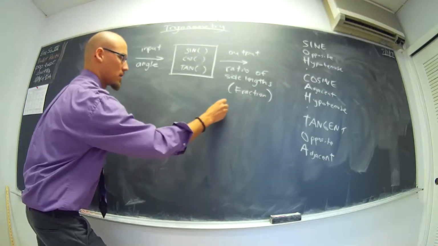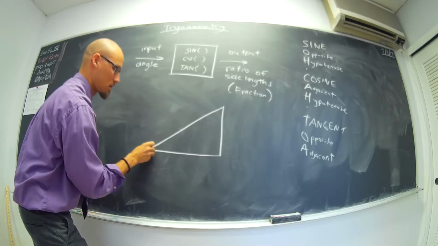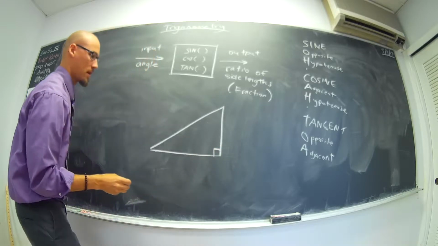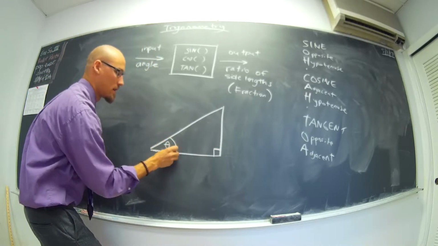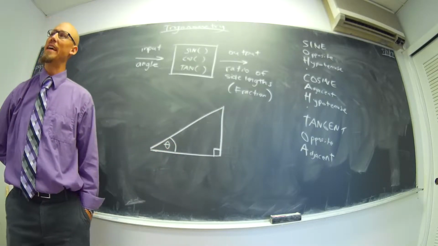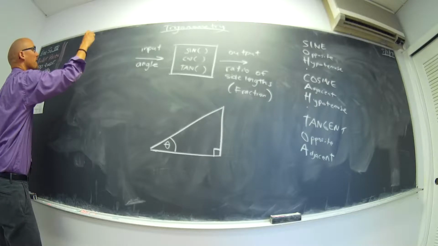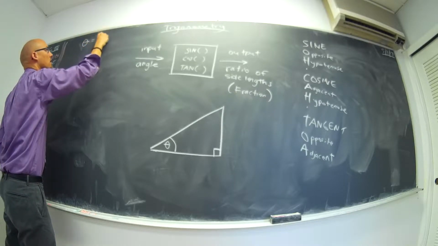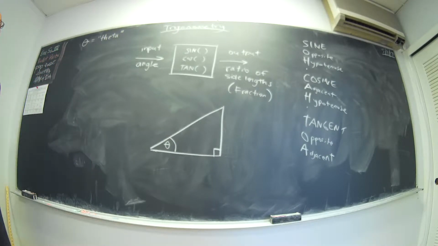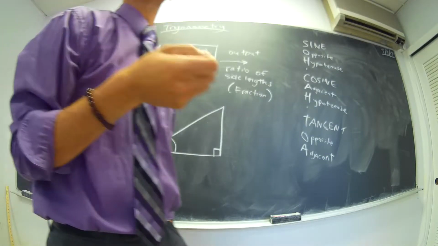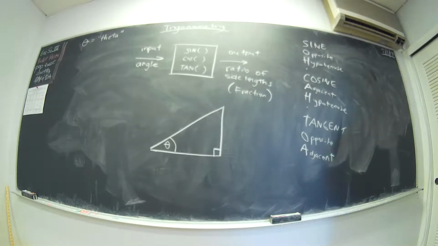So, here's what it looks like. Right triangle. And then we'll say theta is going to be our variable. Have you guys seen theta before? It's like an X, but for an angle. So theta, it's a Greek variable. It's like X or Y, but it's used specifically for angles. Right, Zoe? It's the unknown angle.